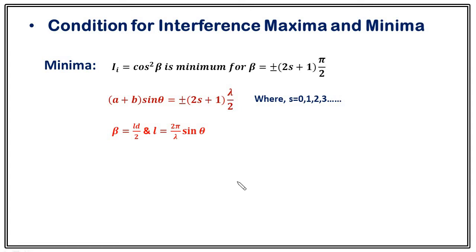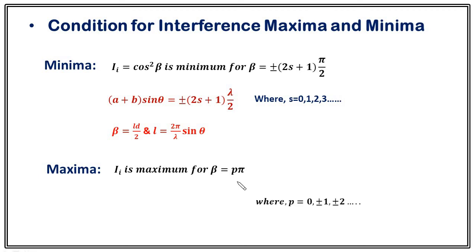Now the condition for maxima. Cos square beta can have a maximum value of 1, therefore cos beta can be plus 1 or minus 1. Therefore beta can be p pi, an integer multiple of pi, where p can be 0, plus minus 1, plus minus 2, and so on. Substitute the value of beta in terms of L and then L in terms of theta, and you will get (a plus b) sine theta equals p lambda. These two are the conditions for minima and maxima of the interference pattern. Remember, it is for the interference pattern.